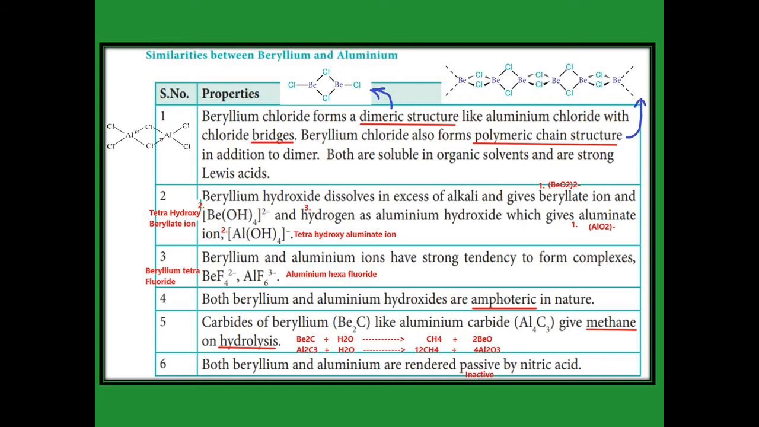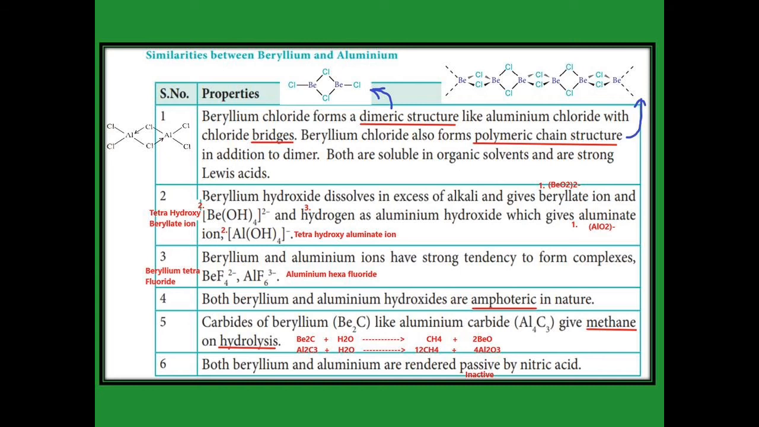Similarities between beryllium and aluminum. Beryllium chloride forms a dimeric structure. See the structure, there are two beryllium chlorides. In the same way, beryllium chloride also forms a polymeric chain structure. I indicated it with the blue arrow mark; polymeric means many. So many beryllium chlorides form a chain-like structure, which is called a polymeric chain structure.